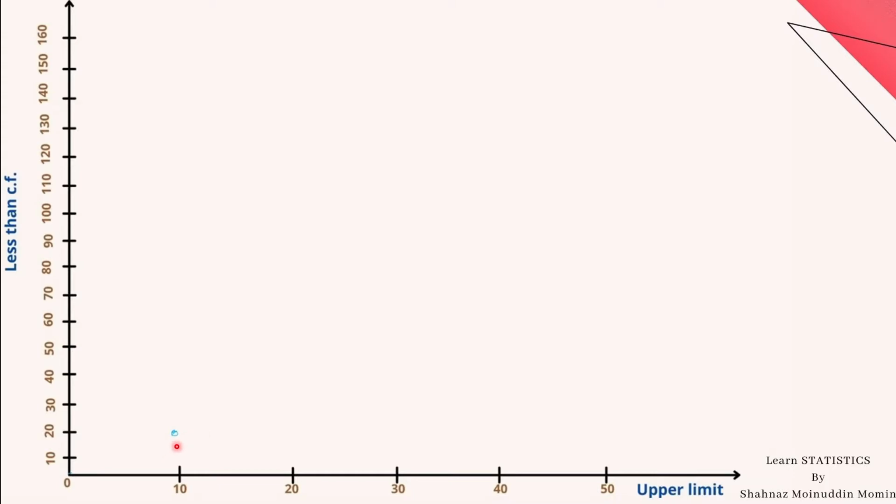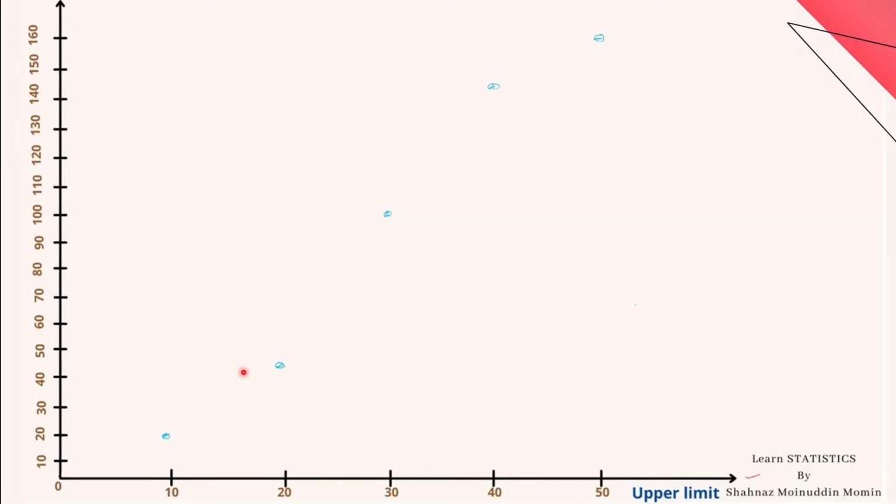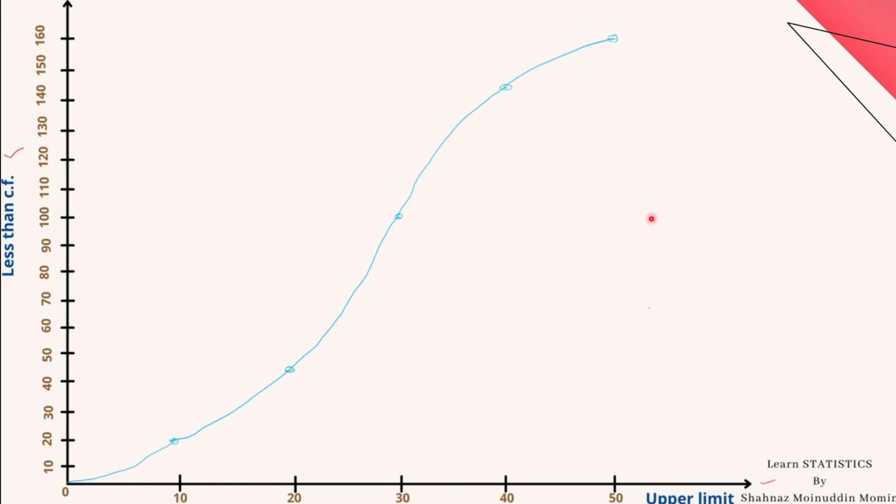This is the first point corresponding to upper limit 10 and less than cumulative frequency 20. By plotting all these points, we get these points of the less than cumulative frequency. After plotting these points, join them with a smooth curve to obtain a less than ogive curve. The less than ogive curve looks like a capital letter S. This is the corresponding less than cumulative frequency curve or less than ogive curve.